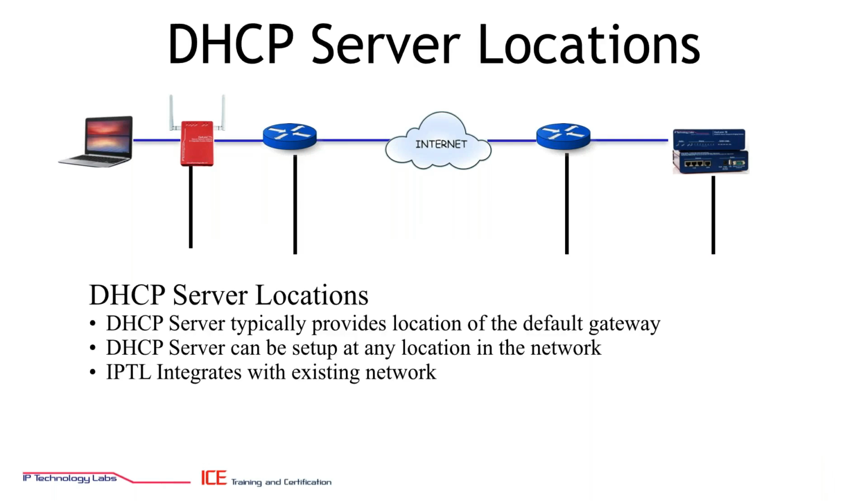So the DHCP servers, we've spent a lot of time setting up our devices so that they can be easily integrated into a network. So you can use the DHCP server that's on the IPTL device. You can use the DHCP server that's part of your network. Either way is fine. The one thing that I will say is when you're setting up a bridge network, just be careful that you do not have multiple DHCP servers all accessible from your devices.